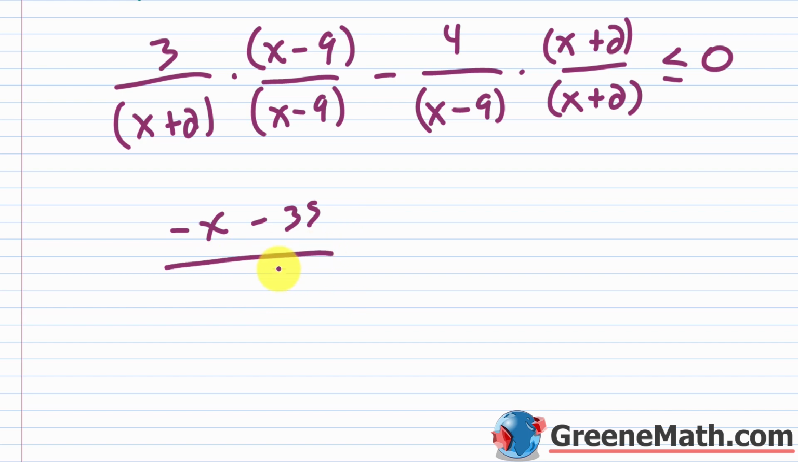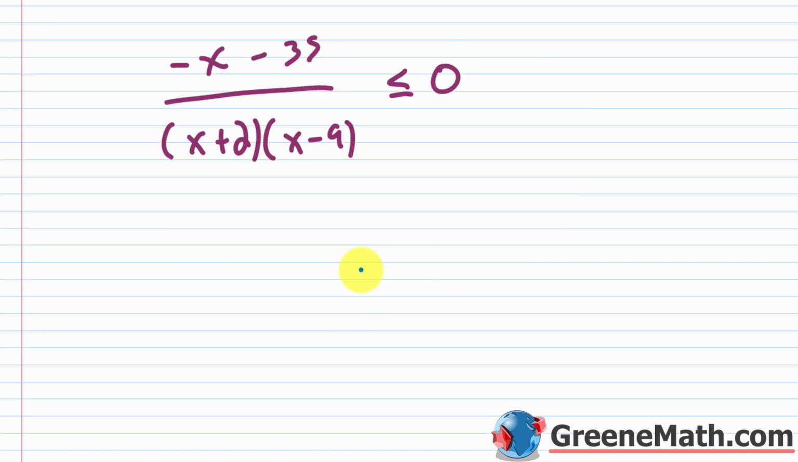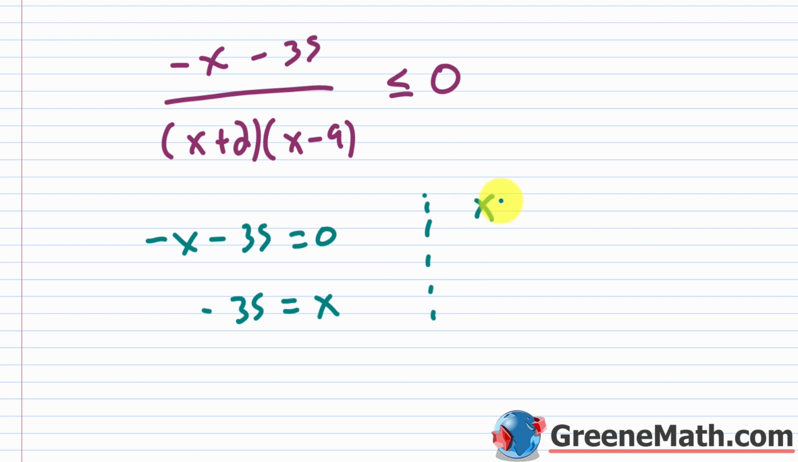Let's put this over our denominator. Again, we're going to leave this in factored form. So x plus 2, this quantity times the quantity x minus 9. And this is less than or equal to 0. All right, at this point, I'm going to set the numerator equal to 0. So negative x minus 35 is equal to 0. We could just add x to both sides and say negative 35 is equal to x. Or you could just flip that around and say that x is equal to negative 35, like this.